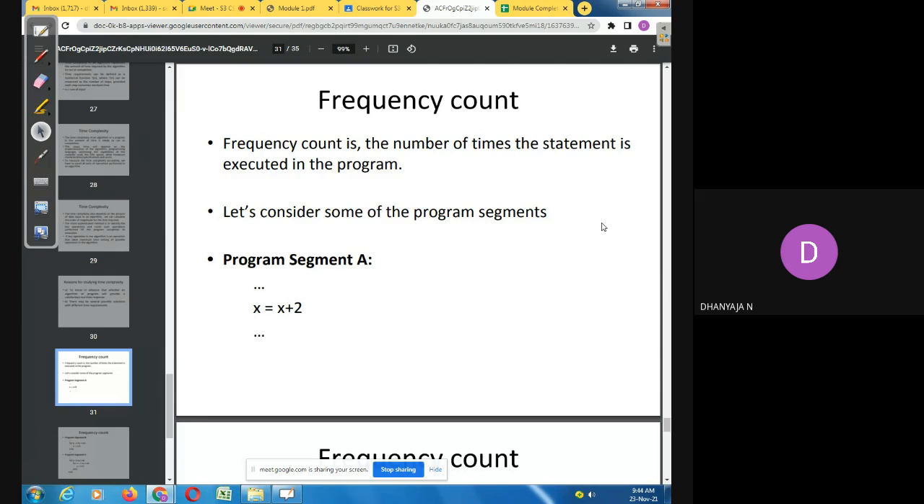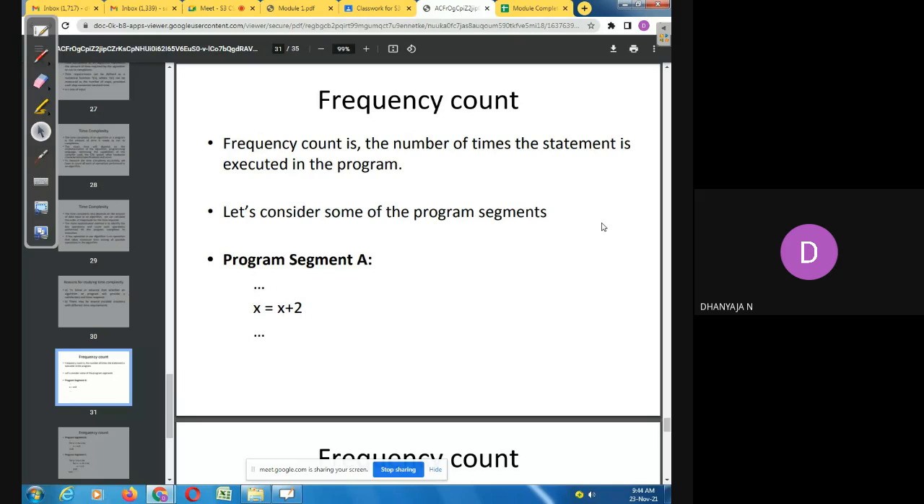What is frequency count? The number of times the statement is executed in the program. Very good, Sahala. That means inside a program, a particular statement will be executing how many times? Some statement will be executed only once, some statement will be executing some 100 times, some statement will be executing more than that. So that is what is known as its frequency count.